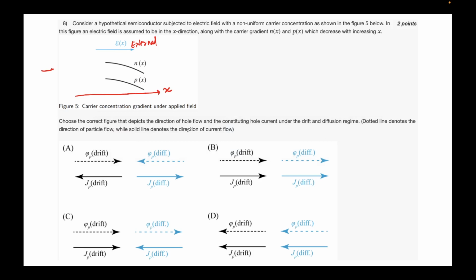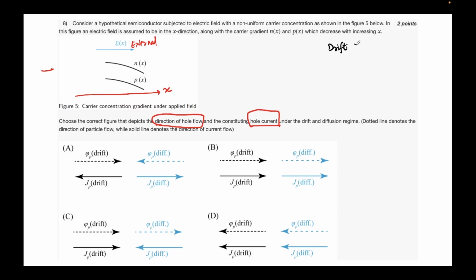The problem says, find the correct figure, direction of hole flow and hole current. Okay, so we have to find in which direction the holes flow. That's the first problem. Second problem is the hole current under the drift and diffusion regime. So it's diffusion as well as drift. Let's first focus only on the drift. Okay, so if you recall, drift, I'll do it with a black pen because the diagrams here are in black. Let's focus on drift for now.